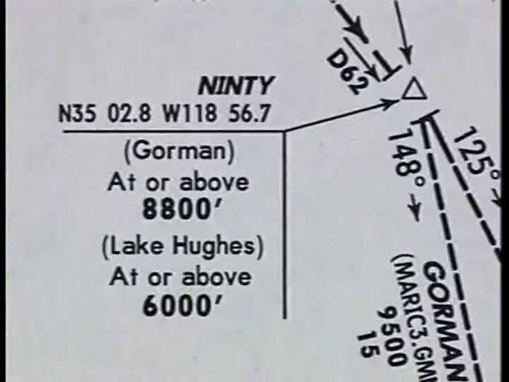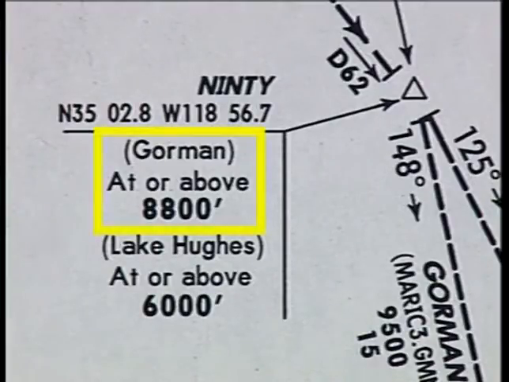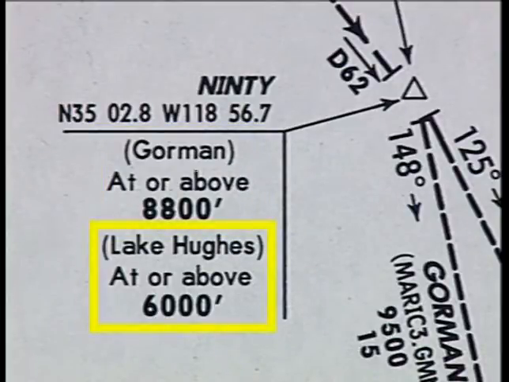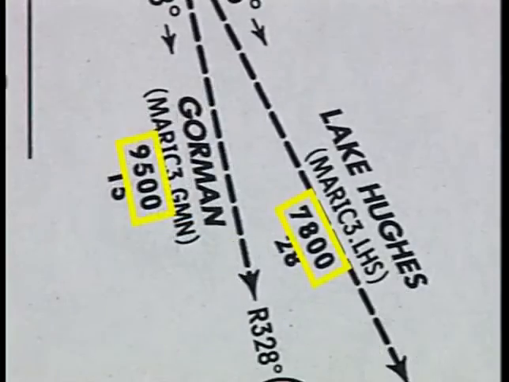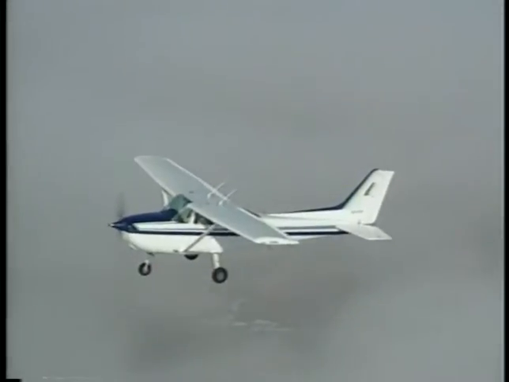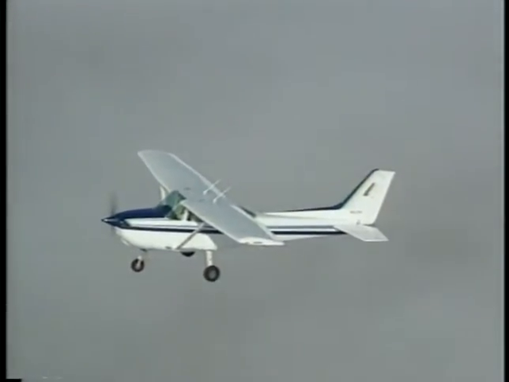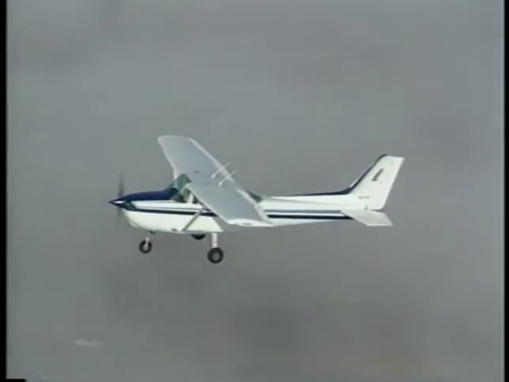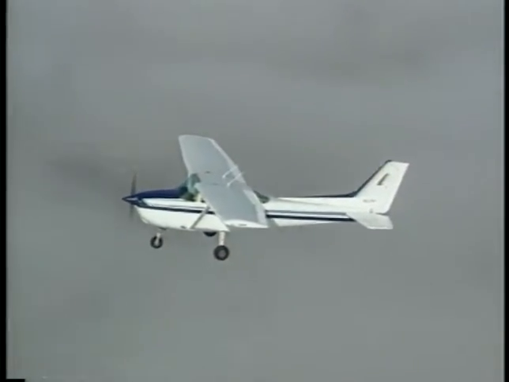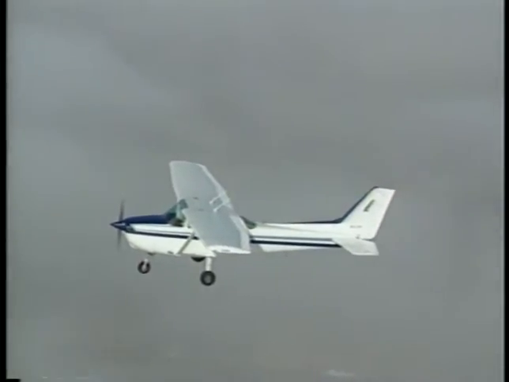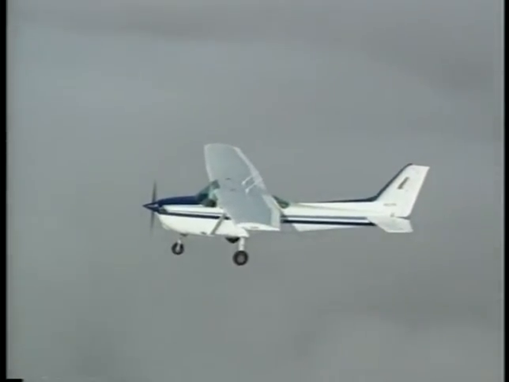Notice that Merrick intersection has a minimum crossing altitude of 8,800 feet for the Gorman transition. If you were using the Lake Hughes transition, the minimum crossing altitude for Merrick would be 6,000 feet. These altitudes are necessary to achieve the minimum altitudes along the transition routes. As you have seen, an instrument departure procedure can take many forms and is frequently changed. Because of this, it's important that you understand the procedure and its requirements on you and your aircraft before you take off.